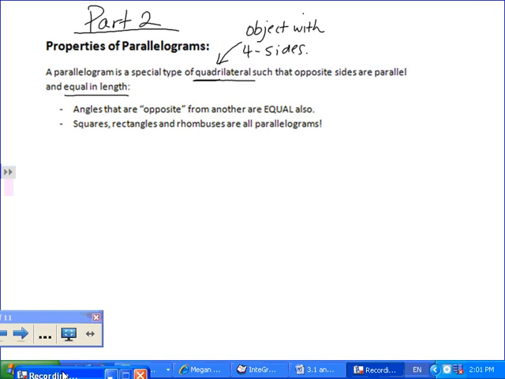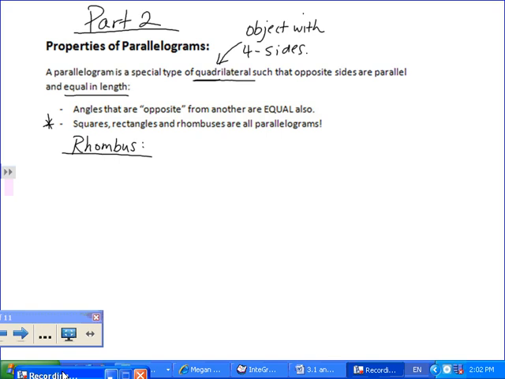There are a couple of types of objects that will be parallelograms. For example, squares, rectangles, and rhombuses are all parallelograms. We'll look at a couple of these in just a moment. What's true about a parallelogram is that angles that are across from each other, opposite from each other, are equal. So let's look at an example here. Let's look at a rhombus.